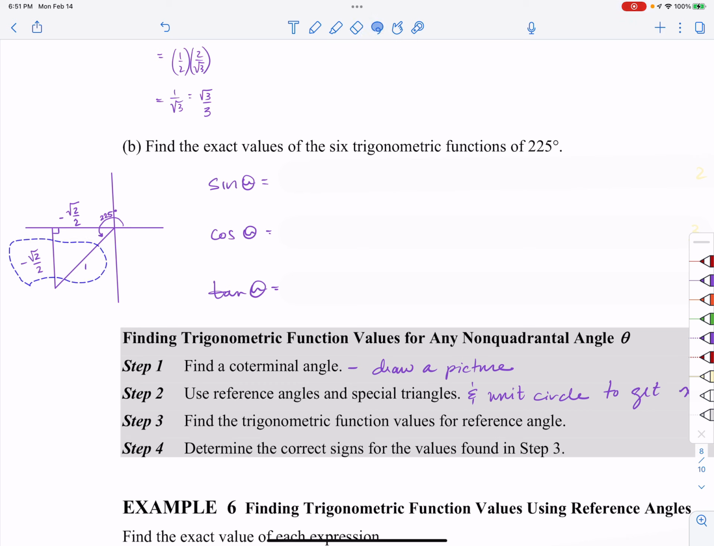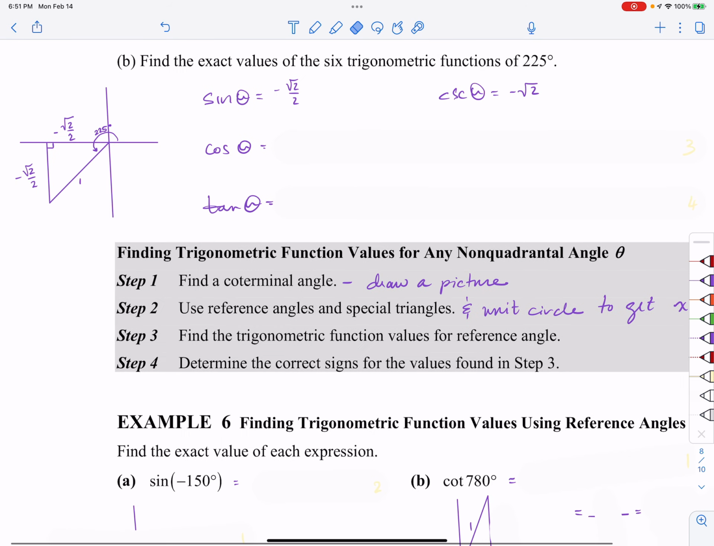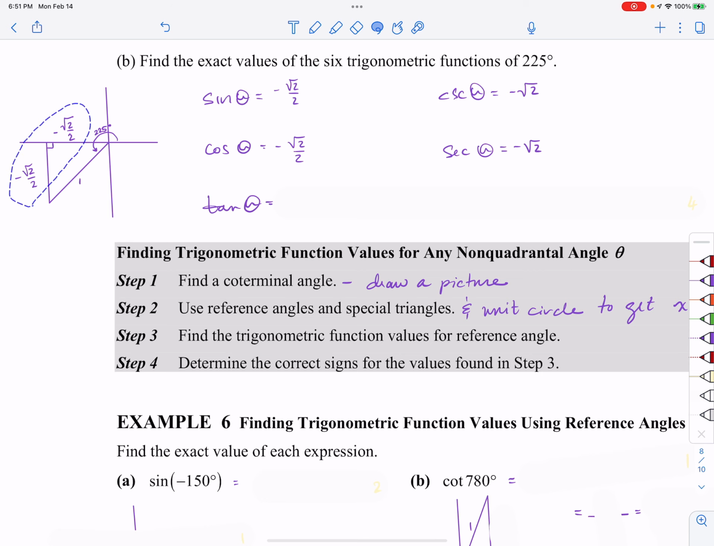So now to get my 6 trig functions, my sine value is going to be the opposite divided by the hypotenuse. So dividing by 1 is no big deal. And then I went ahead and showed getting my cosecant as well using reciprocals. My cosine is going to end up being the exact same thing, so will my secant. And then my tangent is going to be the opposite divided by the adjacent, which is simply going to be the value of 1. Neg over neg is still pos. And so then the cotangent is going to be the reciprocal of that.